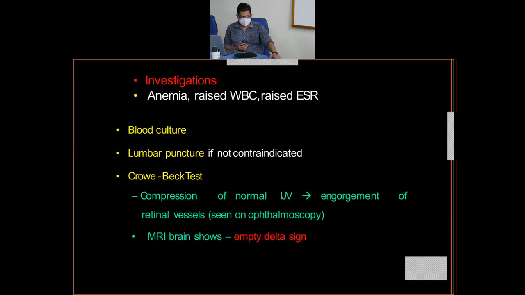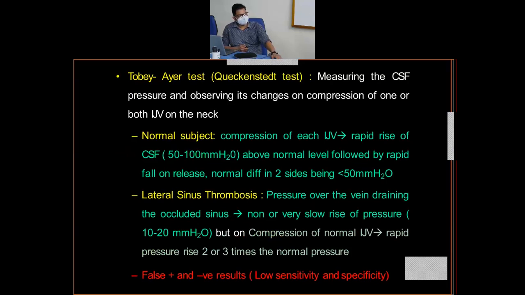If there is any cavernous sinus thrombosis, if there is any thrombus in the cavernous sinus, if you press the internal jugular vein, the pressure will transmit directly to the retinal vein, and you can see it in ophthalmoscopy. That is Crowe-Beck sign. Then we do the Tobey-Ayer test or Queckenstedt test.